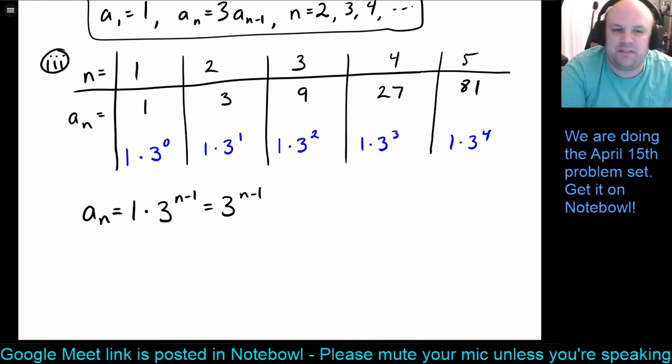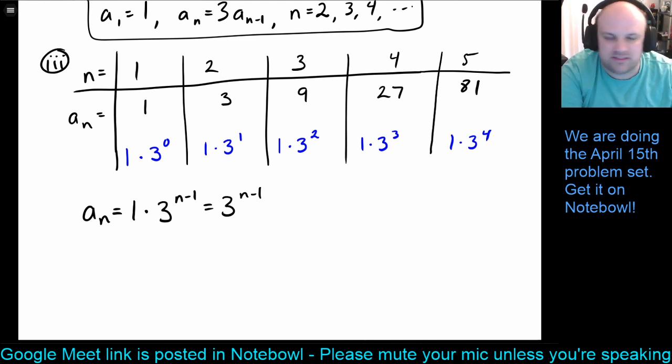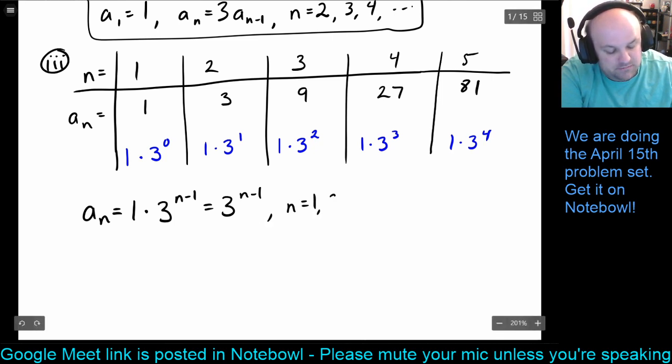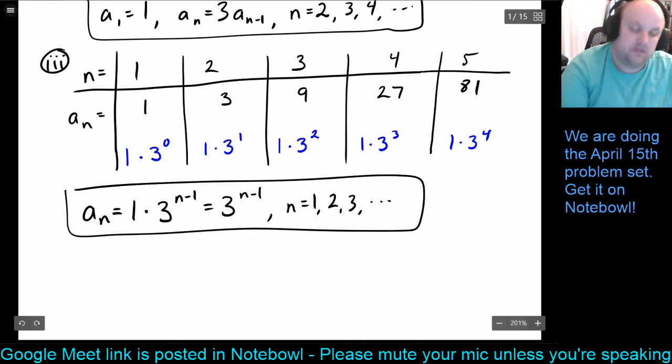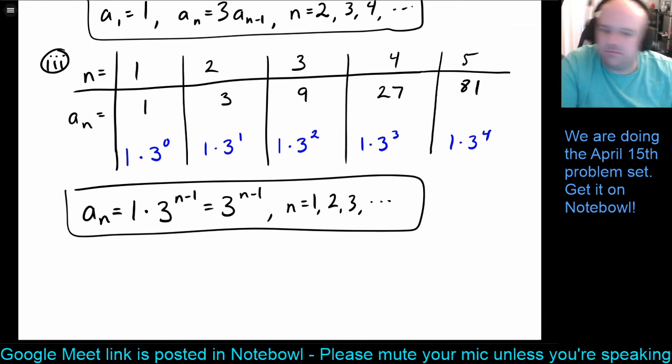But I kept that 1 there the whole time because, if we start at something like 4 or 2 instead of 1 here, that number would be out front still. Right? So this formula applies for n equals 1, 2, 3, onward. Right. So, any questions about that one at all? All right.